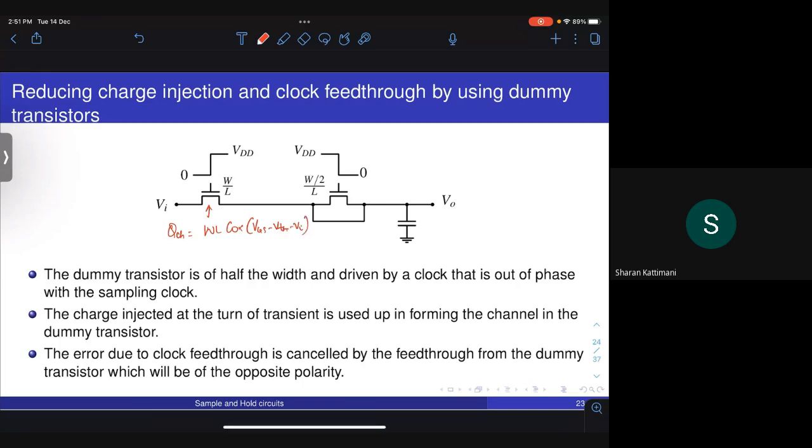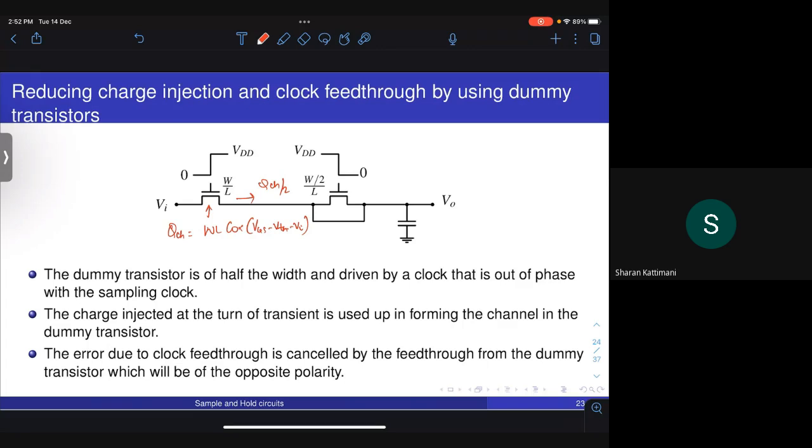So what happens is the dummy switch is driven by a clock which is basically the inverted clock of the sampling switch. So when the sampling switch goes from on to off, it basically injects a charge which is half of this value here onto the output. Okay, now that QCH/2 is then used up in forming the channel of the dummy switch.